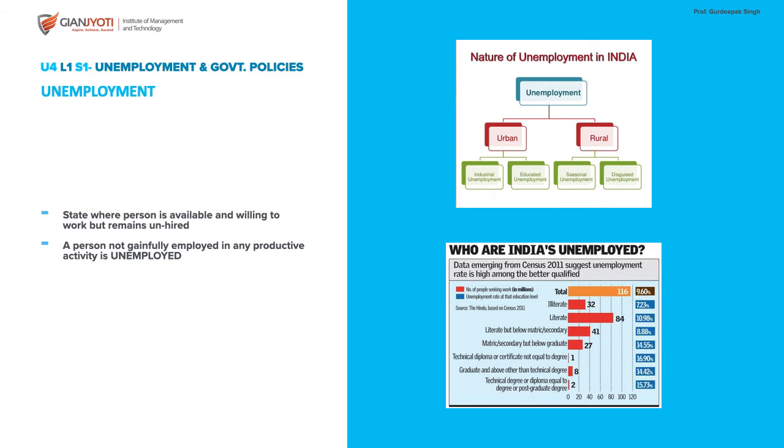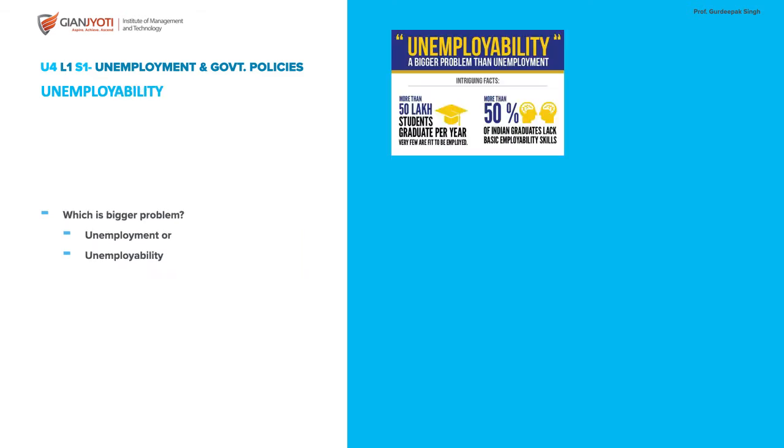Graduates, 14.42. Technical degree or diploma equal to degree, or postgraduate degree, 2 million people, 15.73. So the unemployment rate is very high for the more qualified people. That's another aspect when we talk about educated unemployment.